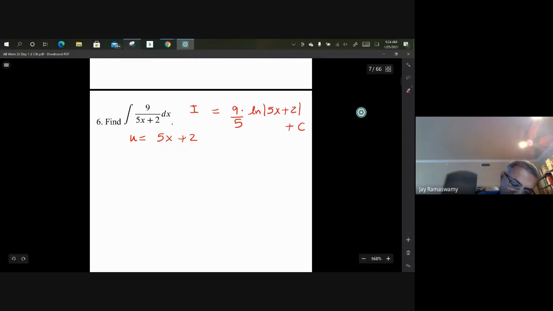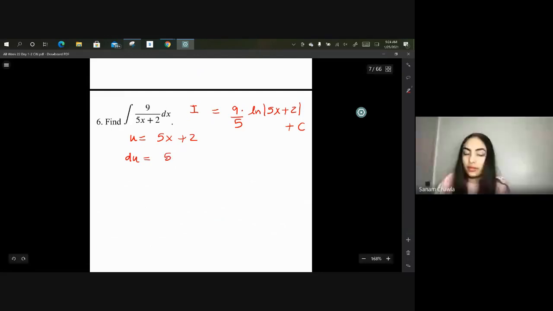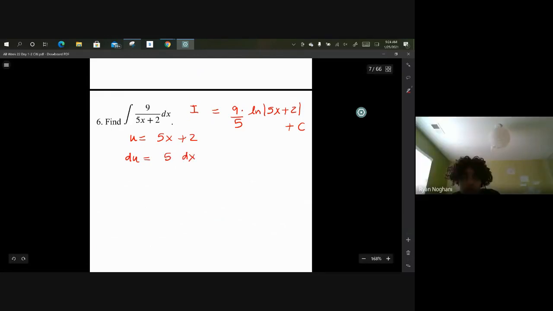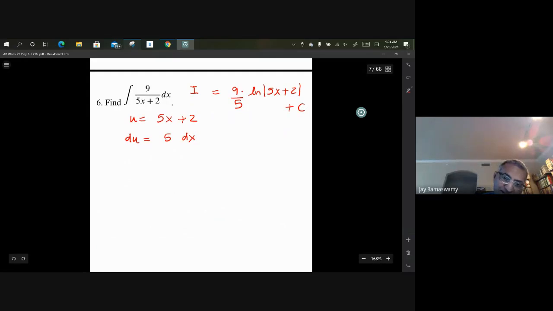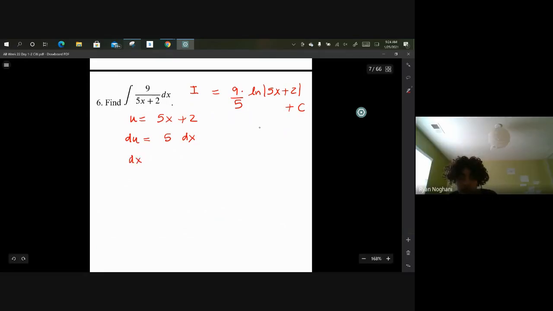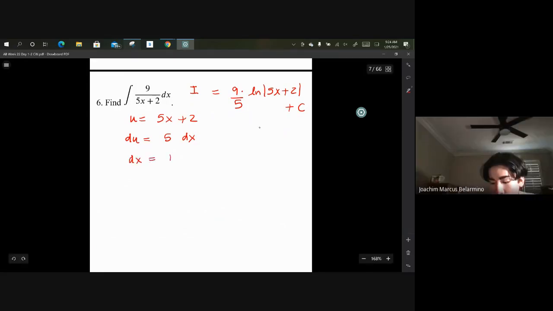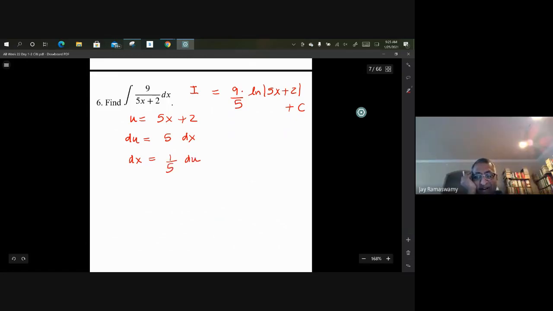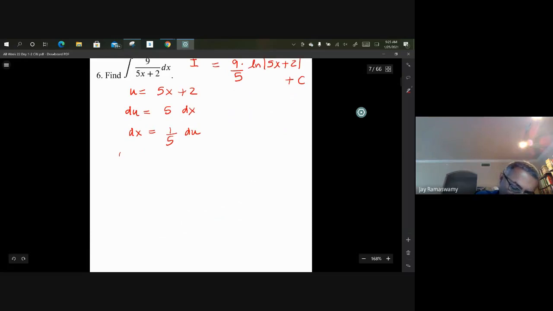Next, we're going to take the differential. So du equals 5 times dx. Next step, should we solve for dx? Yes. So dx equals 1 over 5 times du. Is everybody okay there so far? Okay, now I'm going to do something called u substitution. Write this down, please. You're learning a new method. It's called u substitution.